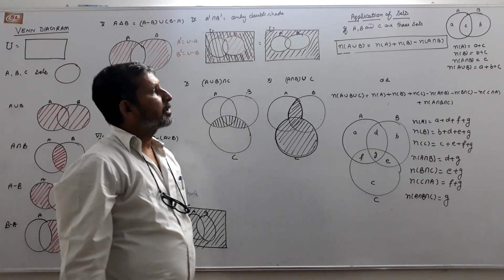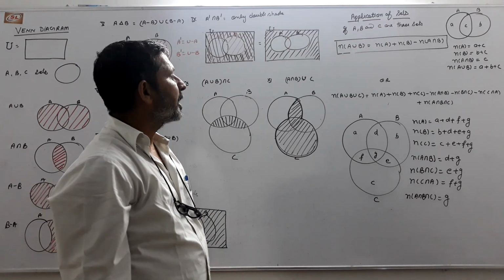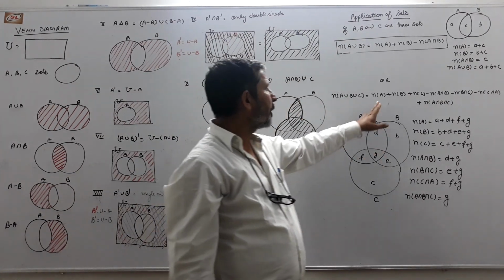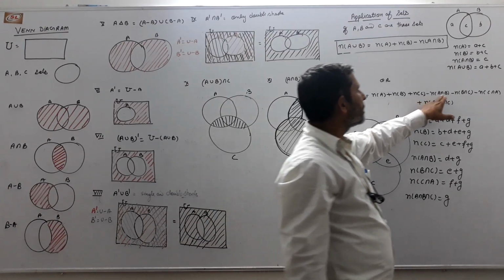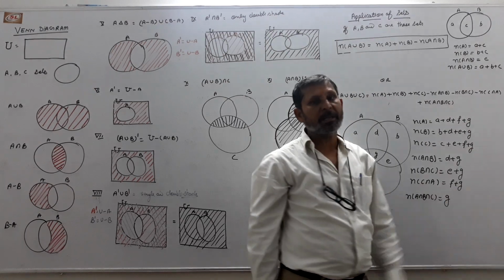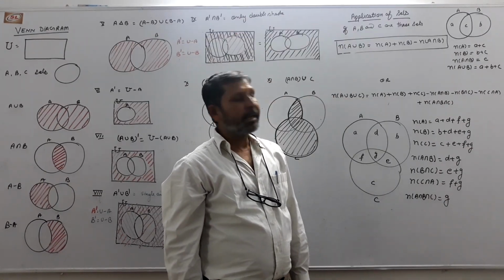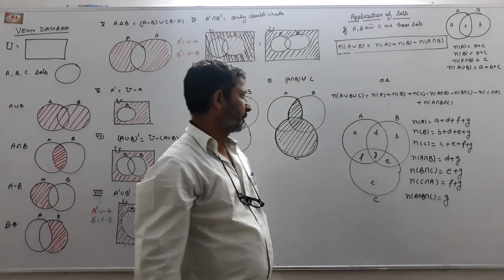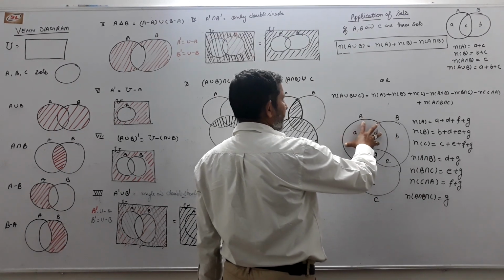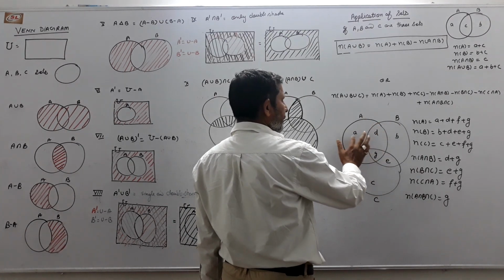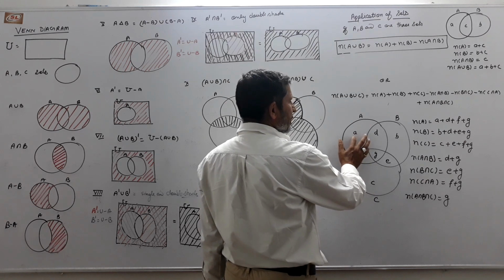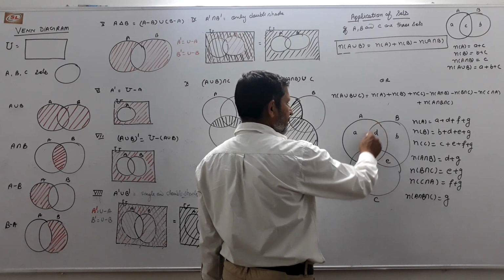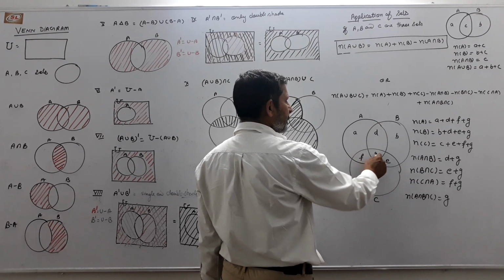This is the application for two sets, and if A, B, and C are three sets, then n(A union B union C) is always equal to n(A) plus n(B) plus n(C) minus n(A intersection B) minus n(B intersection C) minus n(C intersection A) plus n(A intersection B intersection C). So this is one set A, B, and C, and in this there are 7 parts. This is only A, then B, and C. D is this part, then E, F, and G.